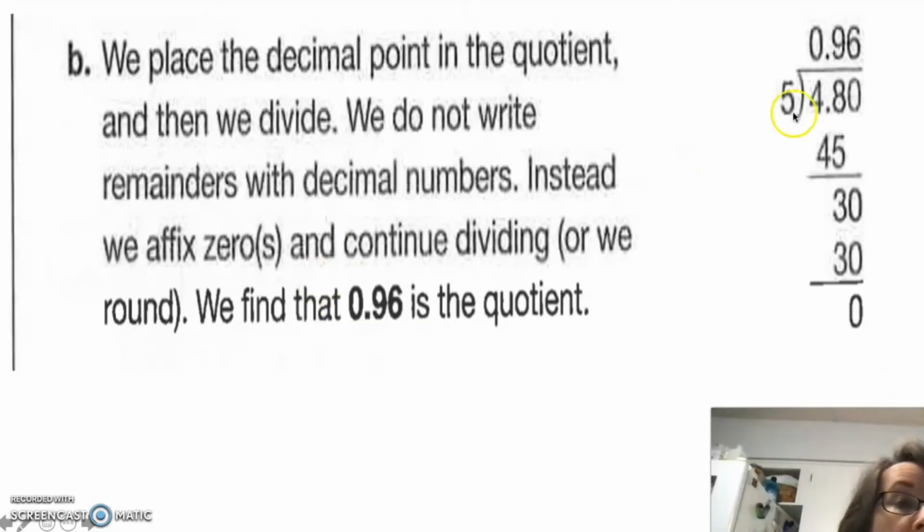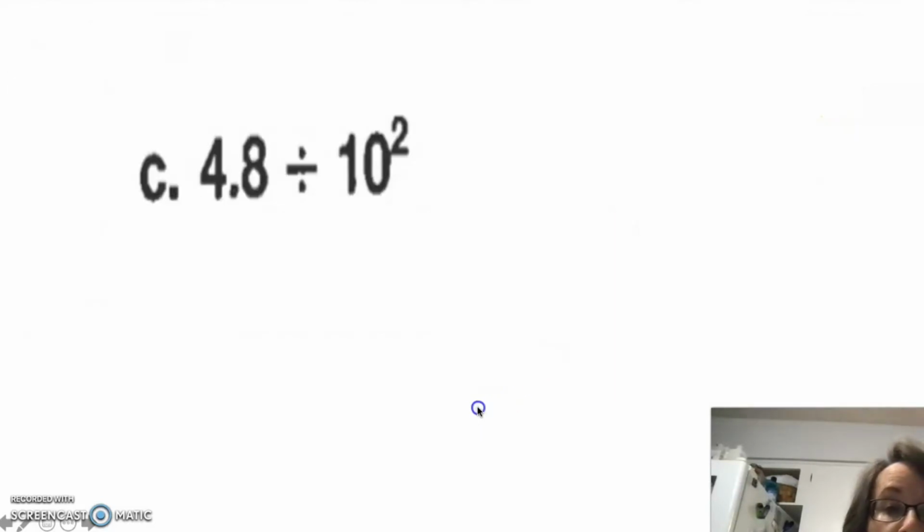Now, here we're dividing by a whole number again. So we're going to do 4.8 divided by 5. Since there's no decimal over here, the decimal place is just going to slide up, and we would do normal division. 5 goes into 48. Well, we know 9 times 5 is 45. We subtract and get 3. We bring down the 0. 5 into 30 is 6. And we just put the decimal right up above.